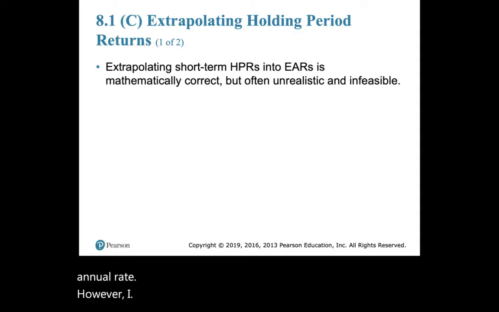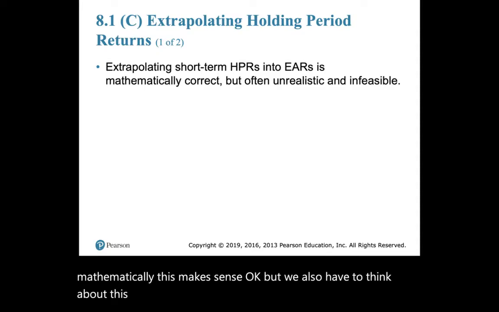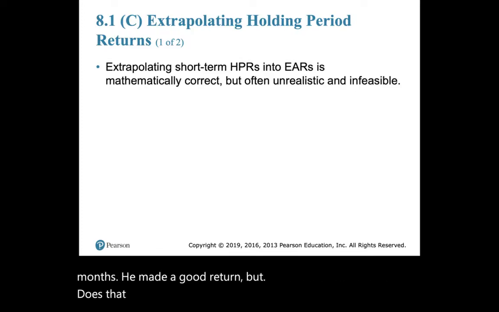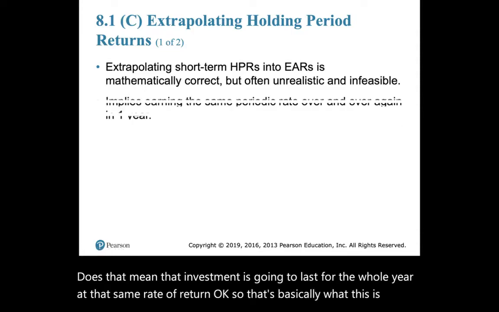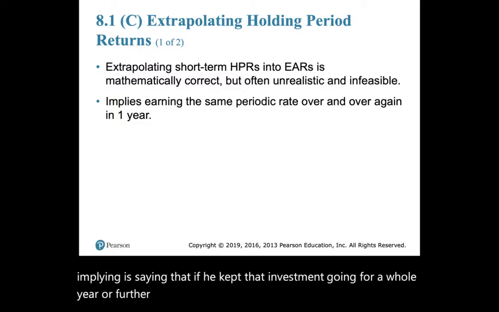Now, maybe something you might have recognized as well is that, yes, mathematically this makes sense, okay? But we also have to think about this. So Joe made that investment. It was over 4 months. He made a good return. But does that mean that investment is going to last for the whole year at that same rate of return? Okay, so that's basically what this is implying, that if he kept that investment going for a whole year or further, he would get a rate of 72%.